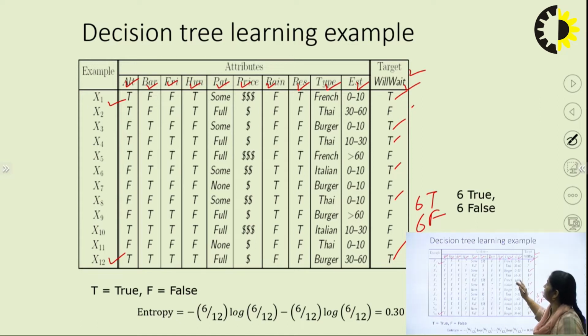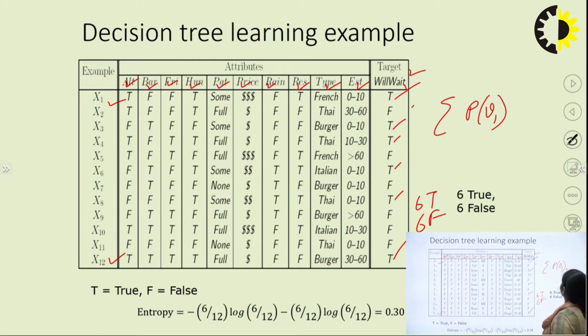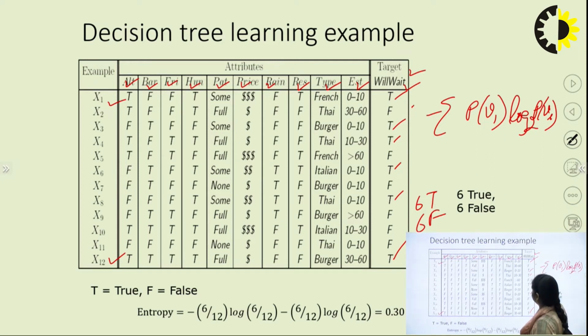So for that particular domain, the example we took, we have this particular data set. Now if we talk about the entropy of this data set, in which we have 12 instances, how do we calculate it? Entropy is the summation of the probability of a particular variable times log to the base 2 of the probability of that variable. This is our entropy. So if I talk about the possibilities, it is true or false.